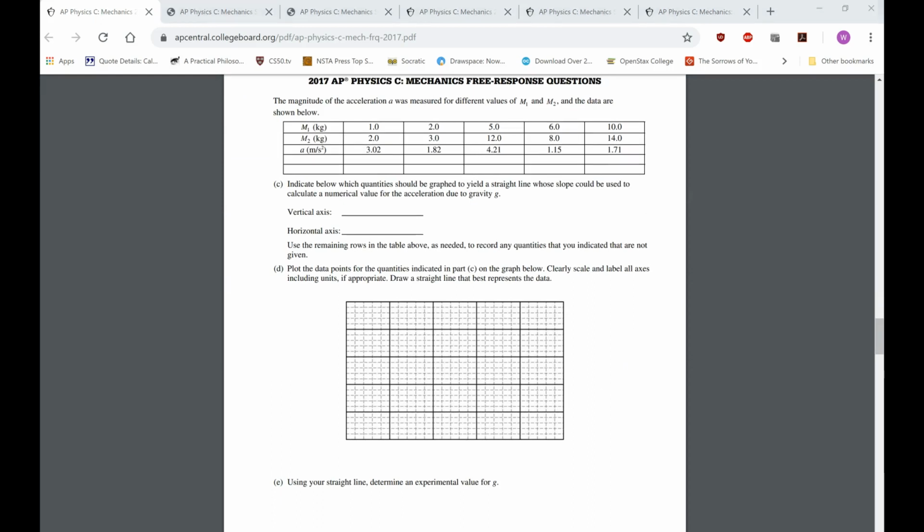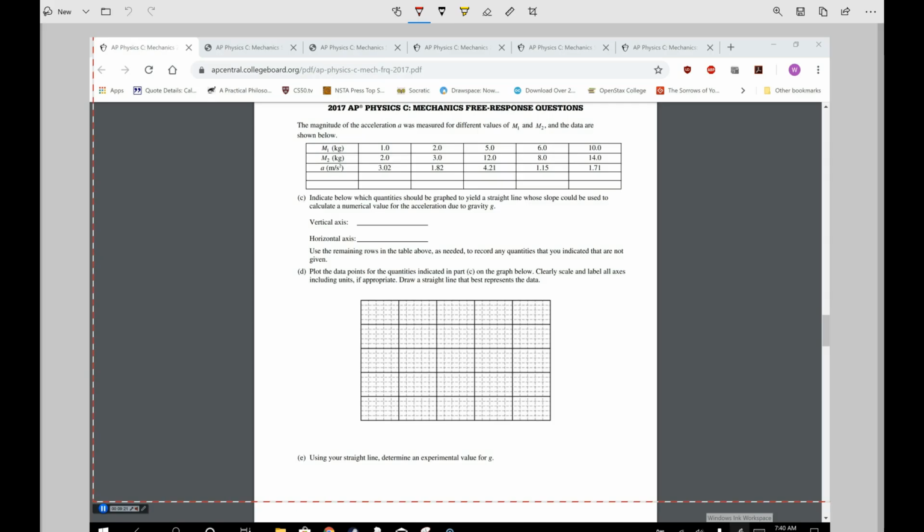The magnitude of the acceleration A was measured for different values of m1 and m2, and the data are shown below. Indicate below which quantity should be graphed to yield a straight line whose slope could be used to calculate the numerical value for the acceleration due to gravity g. All right, so this is where you have to become adept at taking equations and seeing how there's a linear setup here. Right, so our equation was A equals, and they even tried to write it in a way that helped because they put g at the end, m2 minus m1 over m2 plus m1 times g.